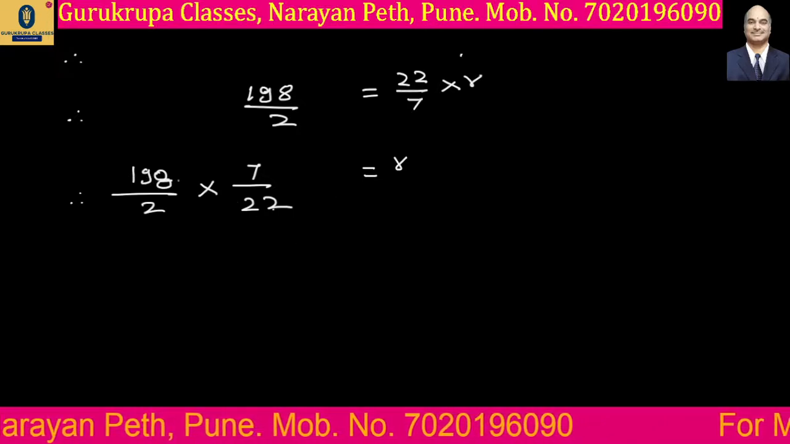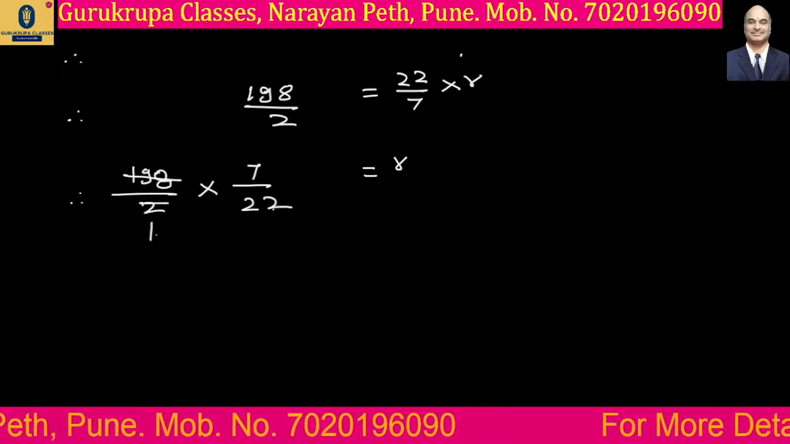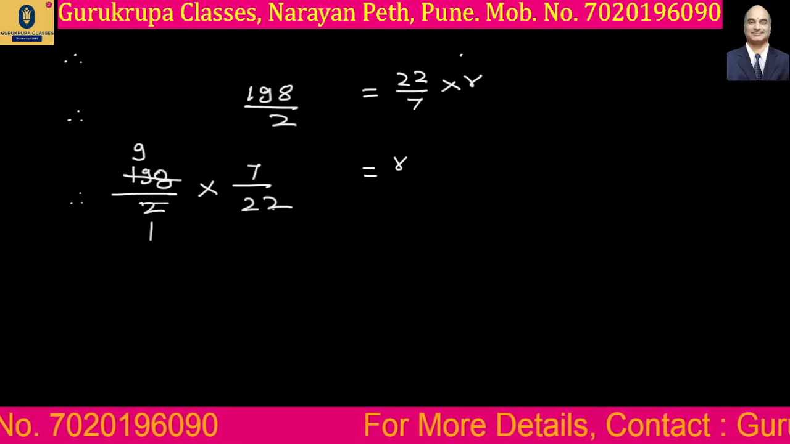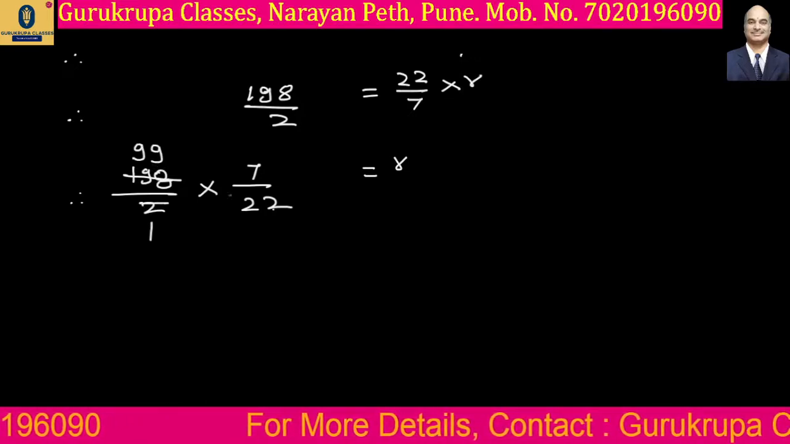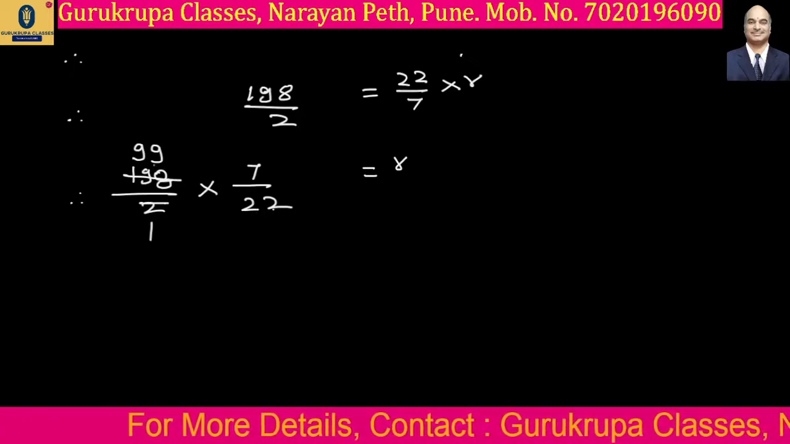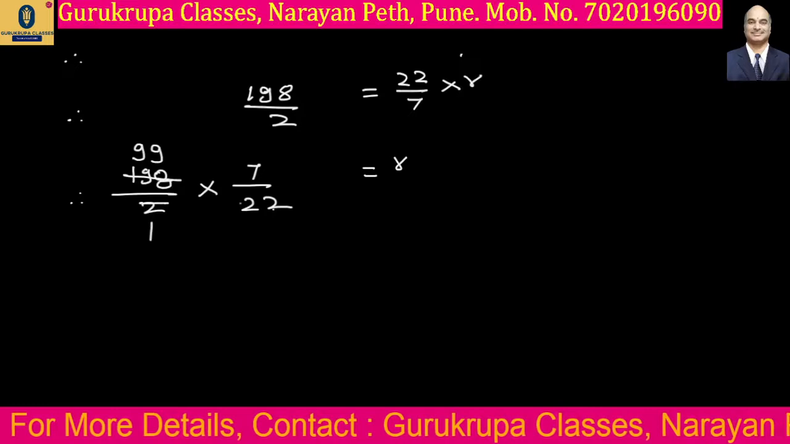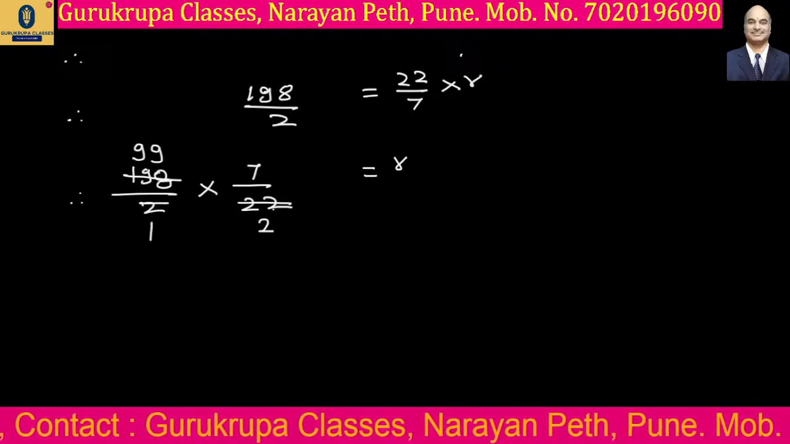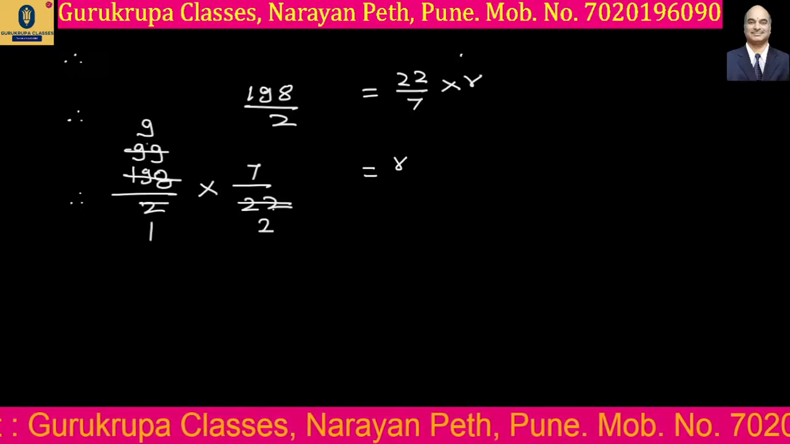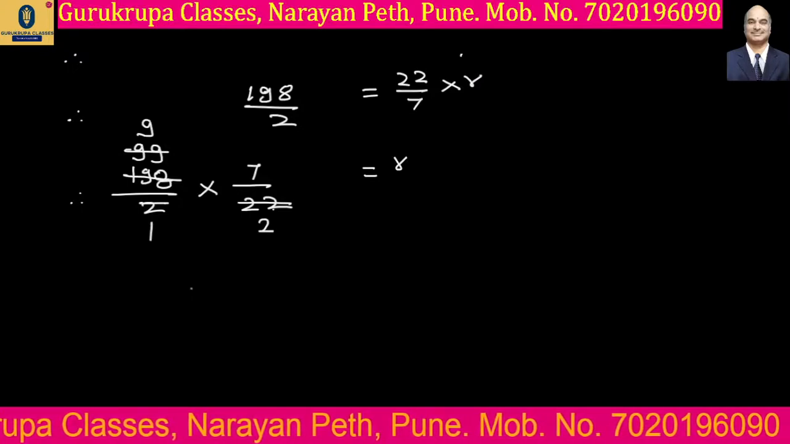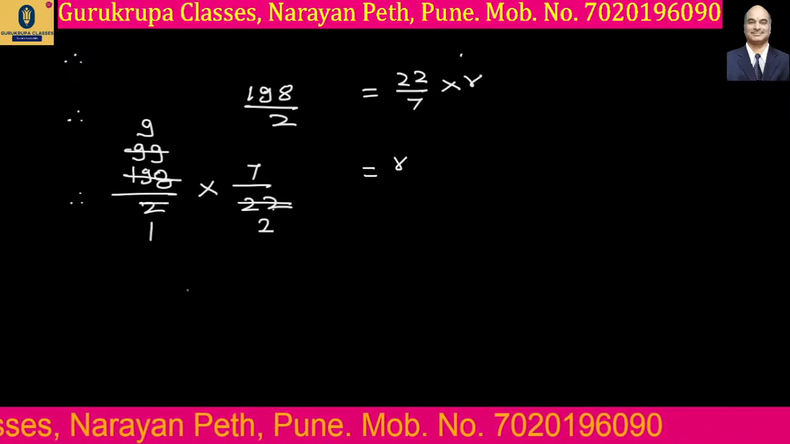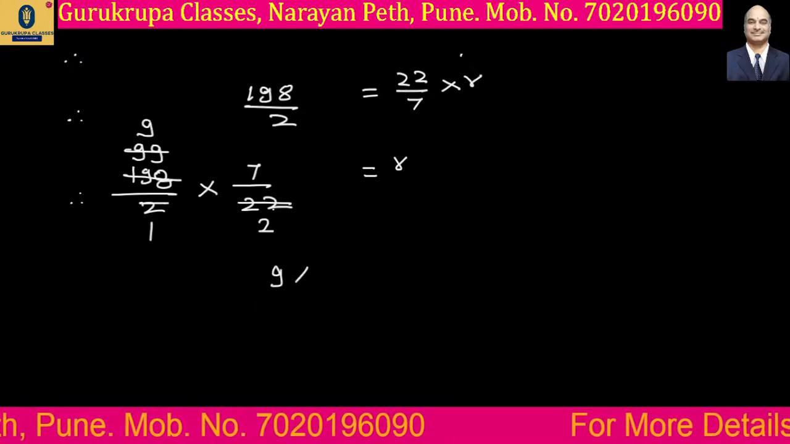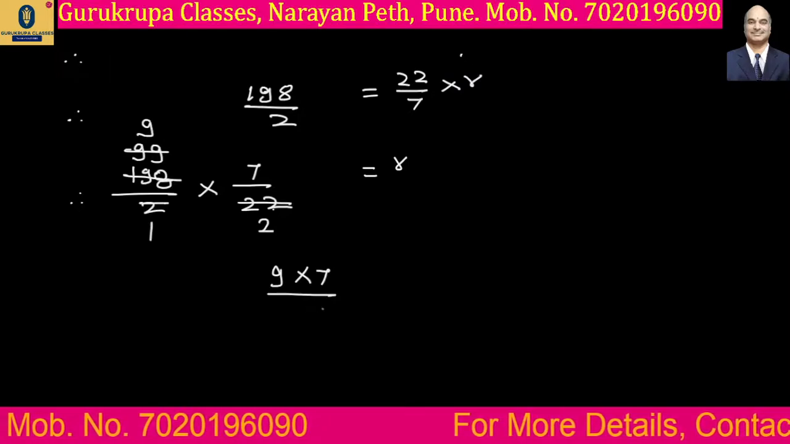Now 198 and 2 we can divide. 2 ones are 2. 2 nines are 18. Remainder 1, again 8. 9s are 18. Now 22 and 99, these are in the table of 11. 11 twos are 22. 11 nines are 99. Now 9 upon 2 is not divisible. 7 upon 2 is also not divisible. So for calculation, we got the number 9 into 7 upon 2.